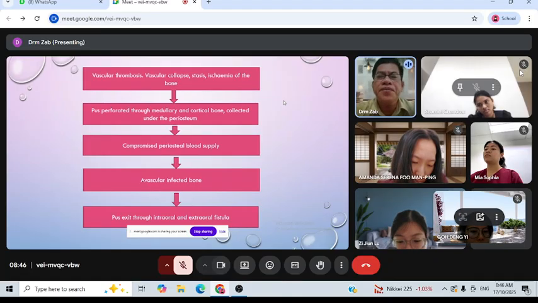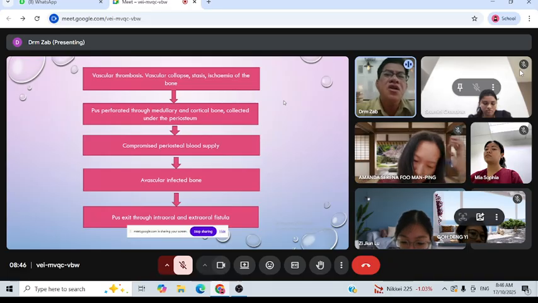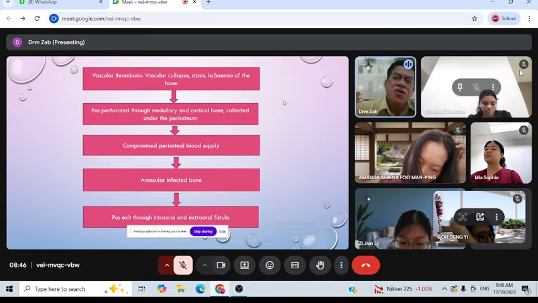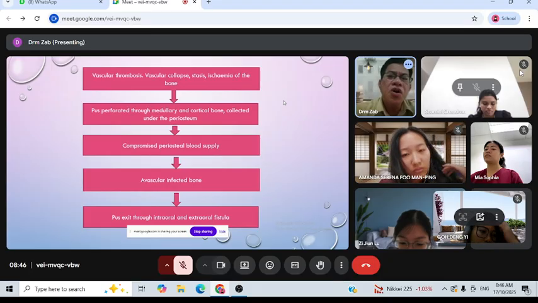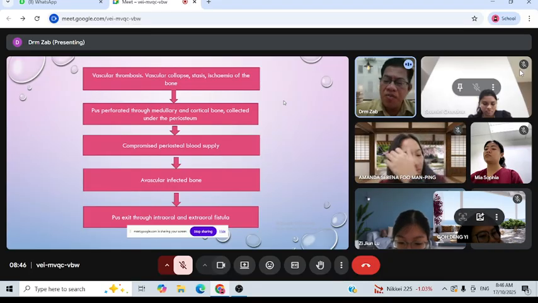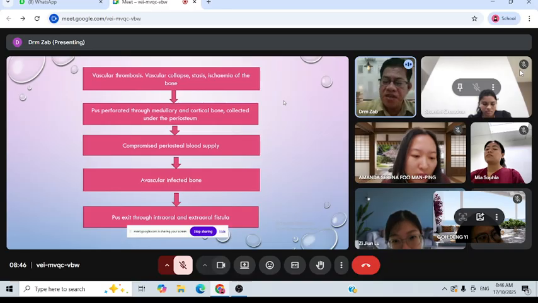So then this pus will perforate through the periosteum, and then it will either drain intraorally or through the extraoral opening. Right. So later on we will discuss this cloacae, which is a gap in the cortical bone, which allows the pus to drain from the marrow to the extraoral or intraoral opening. So this is the basic pathogenesis of osteomyelitis caused by odontogenic infection.